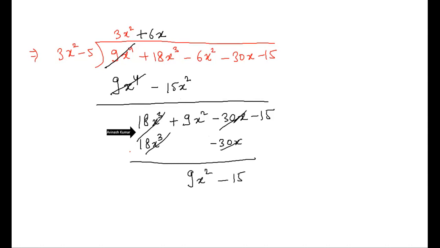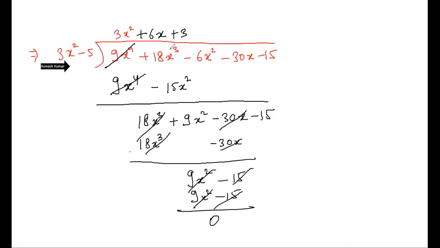Now what shall I do here? It's 9x square. We should multiply by 3. So I need to go only 3, right? Plus 3. So I will use it. So all cancel. 0 now I'm getting. So now this is the quotient I am getting here. So in the next page, what I can do here, I can write it down here.